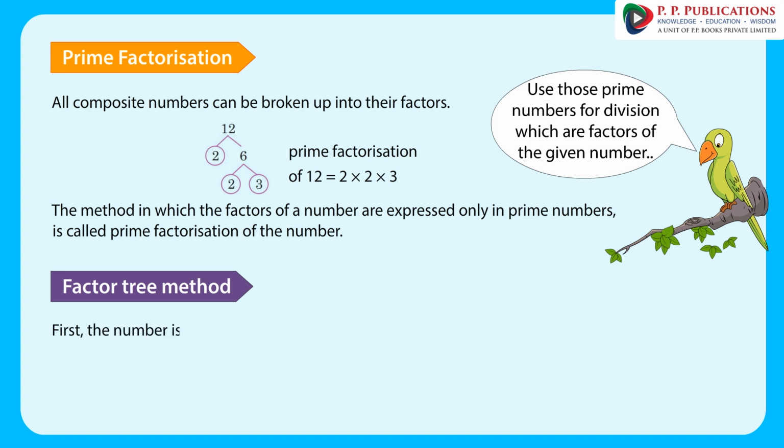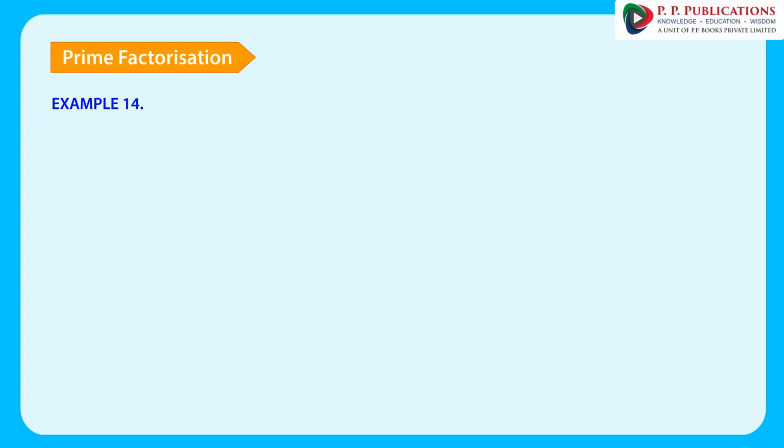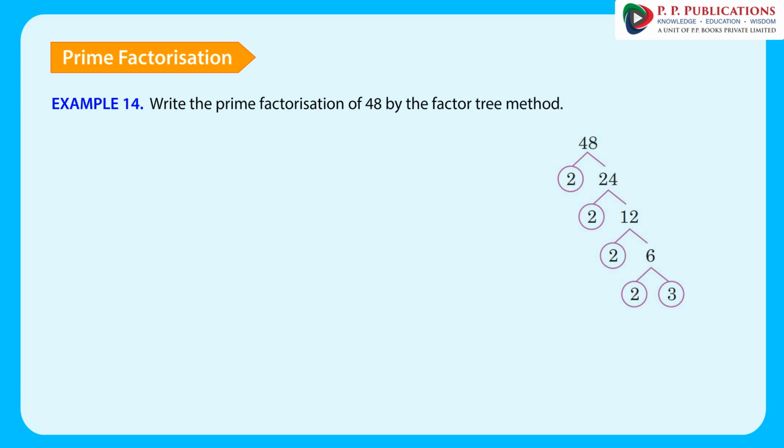Factor tree method. First, the number is factorized by dividing it by its smallest prime factor. Then it is factorized repeatedly until all the factors become prime. Example 14. Write the prime factorization of 48 by the factor tree method.